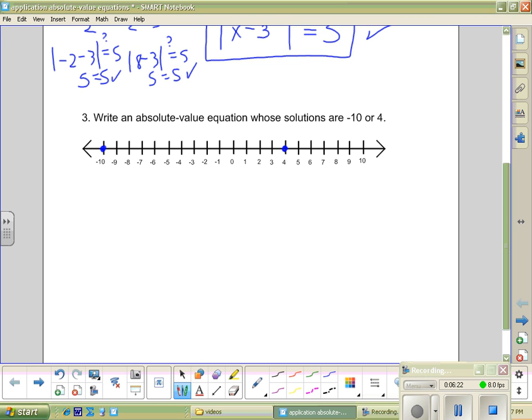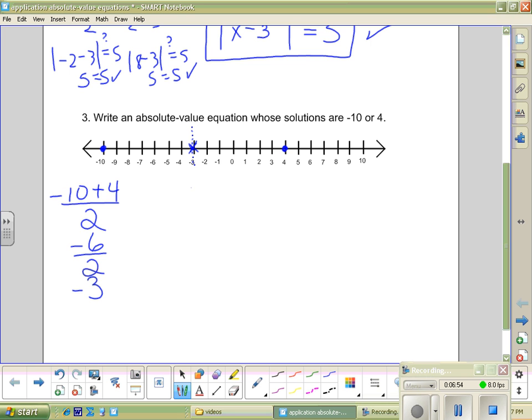Okay, as Mr. Abel told you in the previous example, you need to find the midpoint between those two solutions. So you need to take negative 10 plus 4, divide that by 2, and you're going to get your midpoint. So negative 10 plus 4 is negative 6. Divide that by 2, so we're looking at a midpoint of negative 3. I usually use a little x. Mr. Abel was using a dotted line. Either way, there's your midpoint at negative 3.